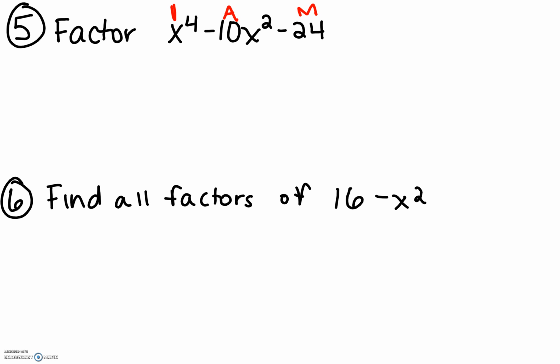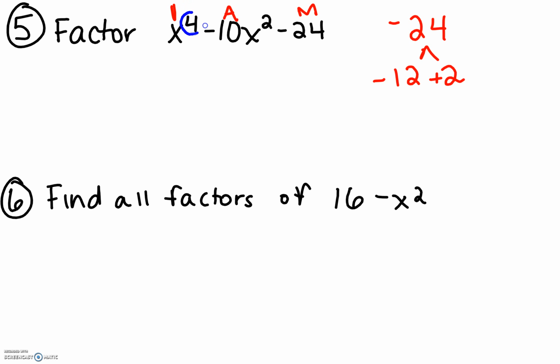So we want two numbers that multiply to negative 24 and also add to negative 10. So let's think, 12 times 2 will get us 24. We need one to be positive, one to be negative. Because the 10 is negative, that means our 12 has to be negative and our 2 has to be positive.